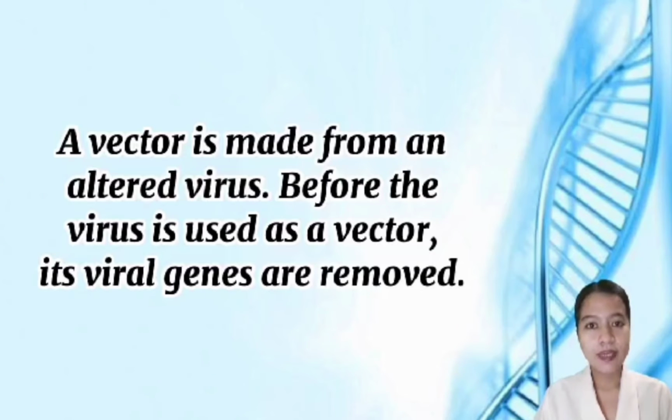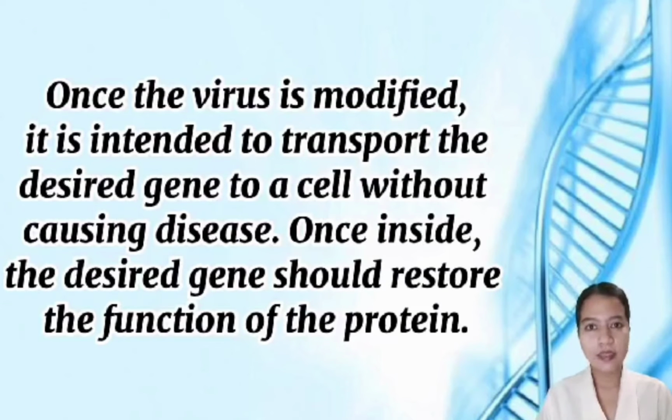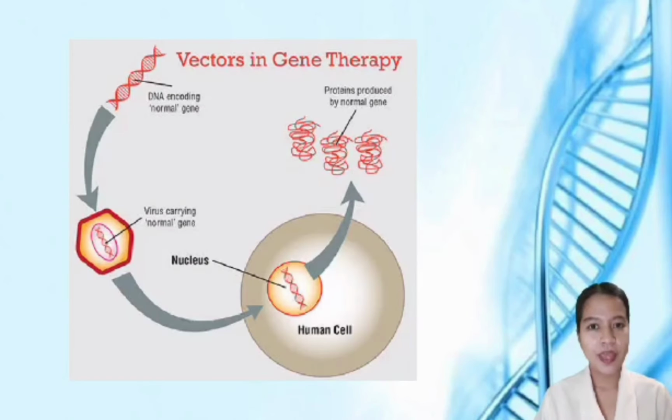A vector is made from an altered virus, where the virus is used as a vector and its viral genes are removed. Once the virus is modified, it is intended to transport the desired gene to a cell without causing disease. Once inside, the desired gene should restore the function of the protein.